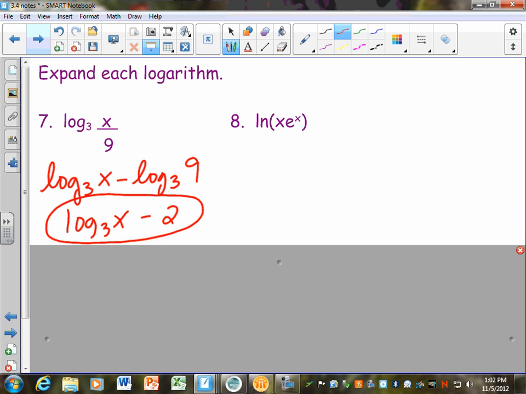What's the first step? What can you break multiplication up to? Addition. And then can you do anything else? Tyler?